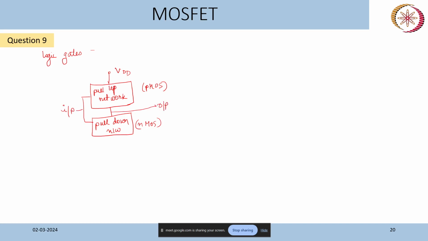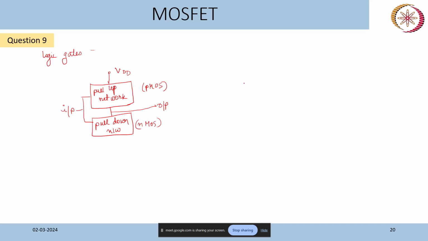Now why is it a pull-up network? Because if these MOSFETs are on, this will be off, so the output is connected to VDD. And when these MOSFETs are on, and so the pull-down network is on, then it will connect the output to the ground level.